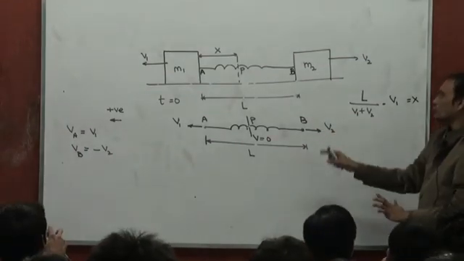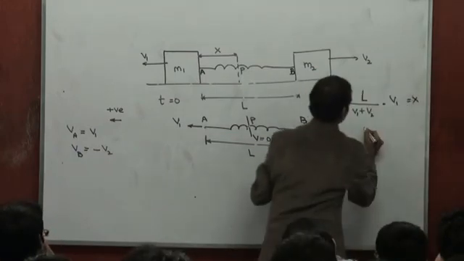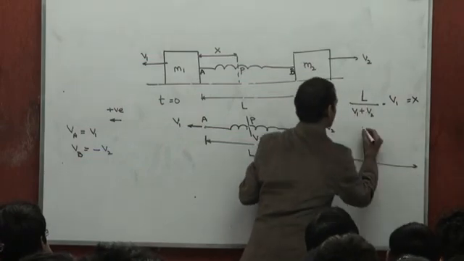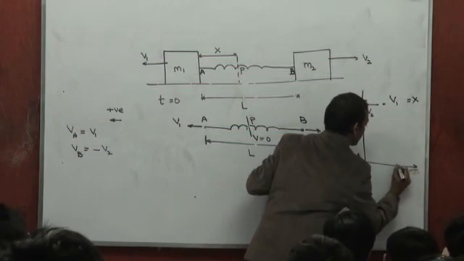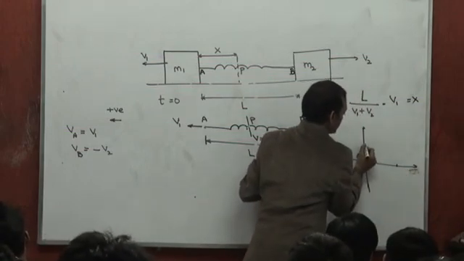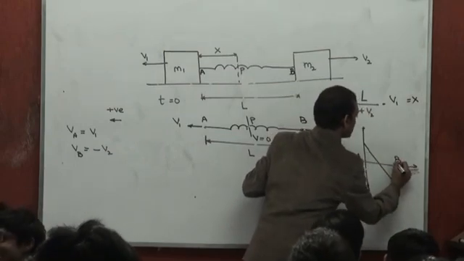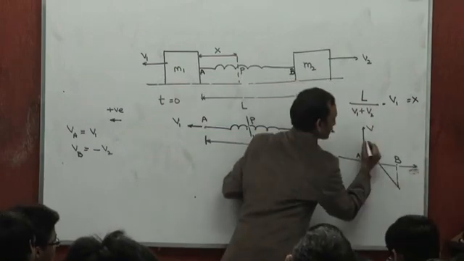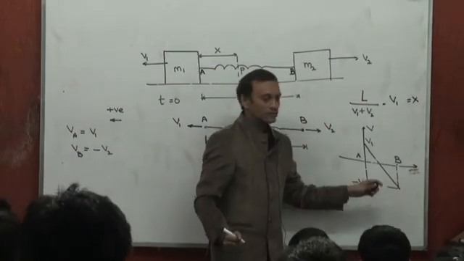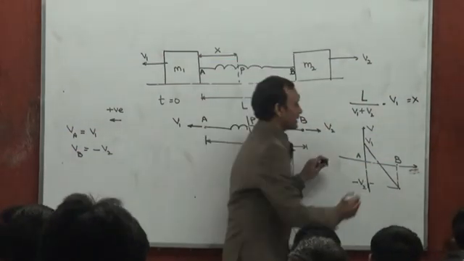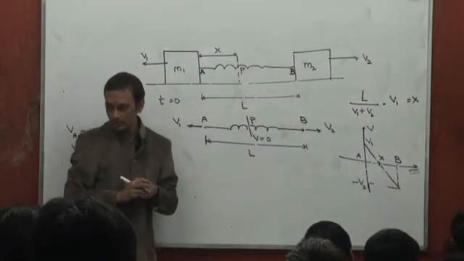Do you realize that from A to B, the velocity changes from V1 to minus V2? This is A to B, this is B. Velocity changes from V1 to minus V2. Yes or no? It becomes 0 somewhere here, at X, this is X. It becomes 0 somewhere here, right?